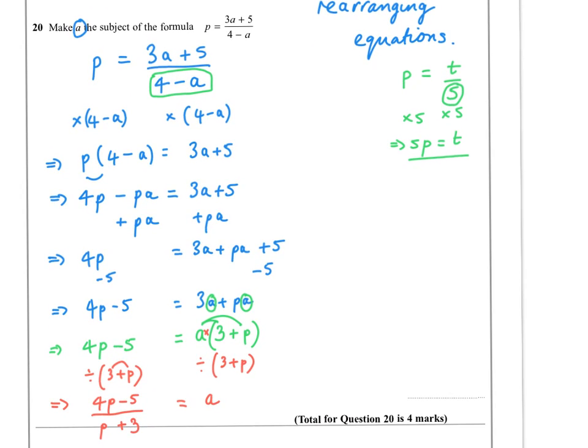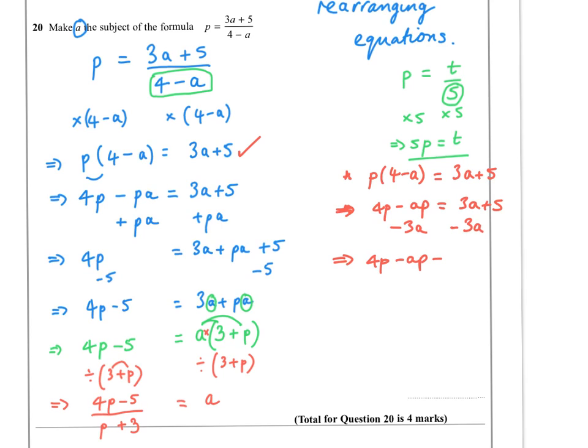If we start the question and get to this stage here, then we'd have p lots of 4 minus a equals 3a plus 5. Again, multiply out. We'd have 4p minus ap equals 3a plus 5. And what I'm going to do this time is, and this is what could happen, and it's usually lack of experience that makes this happen, you could take 3a from both sides, and then you'd have 4p minus ap minus 3a is equal to 5. Then you'd have to take the 4p away, and you'd be left with minus ap minus 3a equals 5 minus 4p.